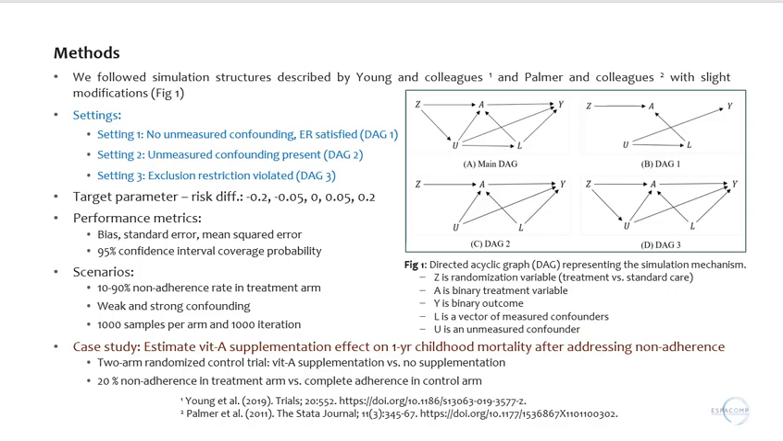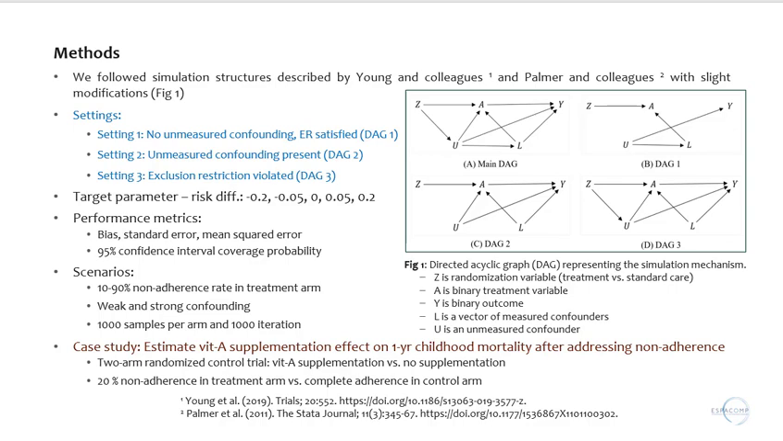We followed 2 established simulation structures with 3 settings that are shown in diagrams B, C, and D respectively. Setting 1 is nearly an ideal situation where exclusion restriction is satisfied, and adjusting only for measured confounders can give unbiased estimates. For setting 2, there is unmeasured confounding present, and for setting 3, the exclusion restriction is violated.